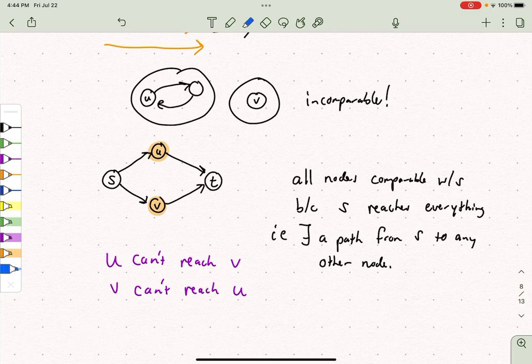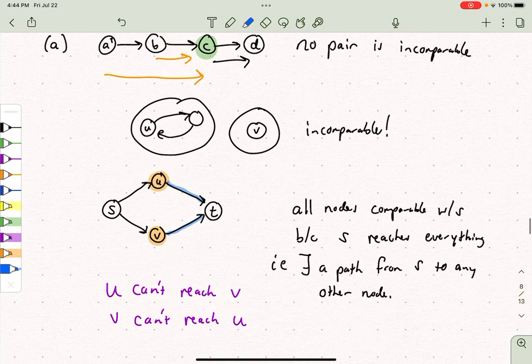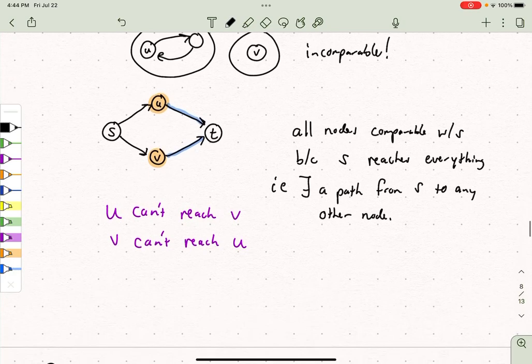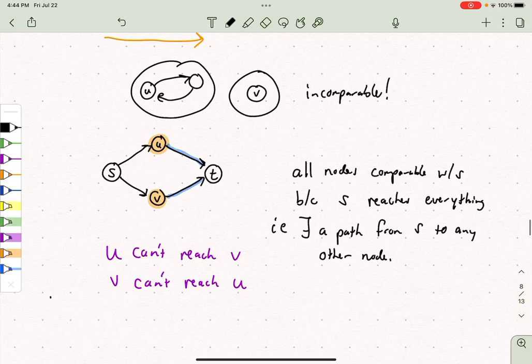The only option, if you're at V, would be to go to T and then stop. And if you're at U, your only option is to go to T and then stop. There's no way to get to the other one. So those two nodes are incomparable. And in a sense, you could think of them as being in parallel. They're totally separate from each other. So there are some examples of what incomparable and comparable mean.